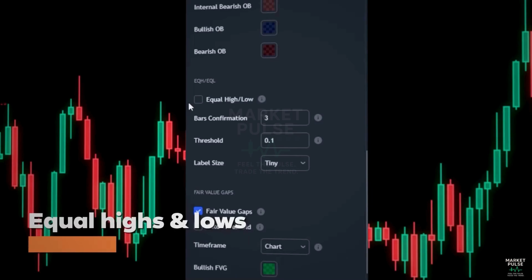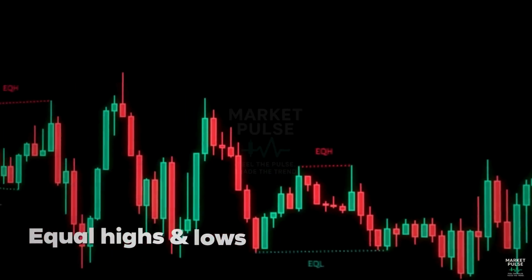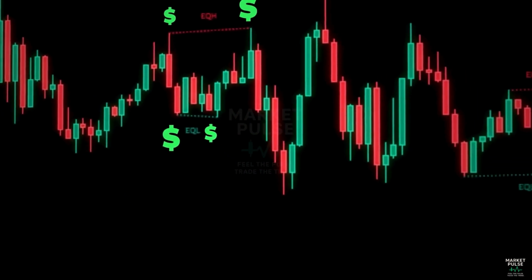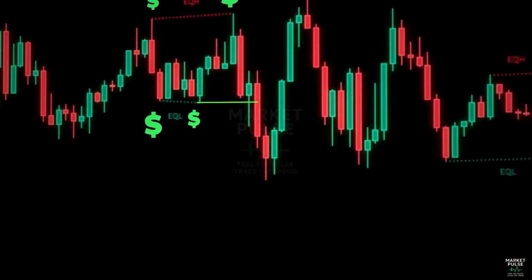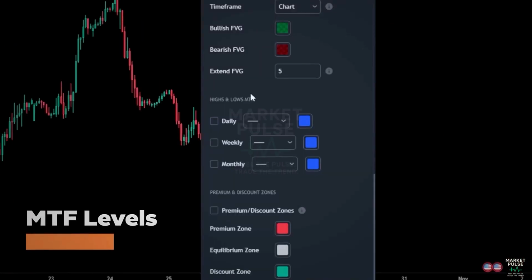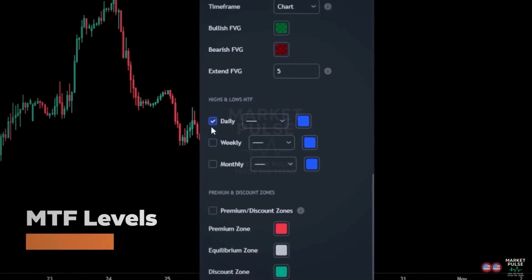Next is equal highs and lows. Turning on this option in settings will show you areas of equal highs and equal lows. These are areas where liquidity is resting, meaning there's likely a large amount of stop losses located just above or below them. Coming in next is MTF levels, meaning mid-time frame levels.